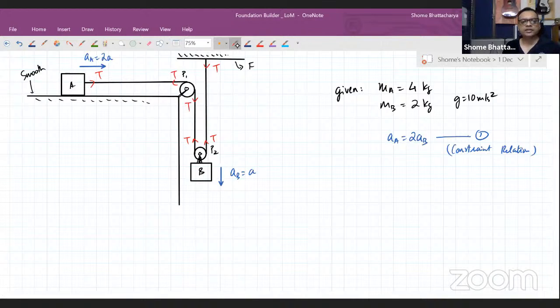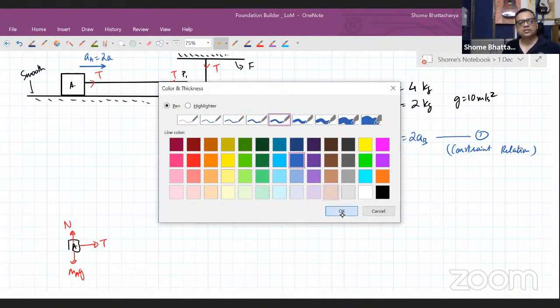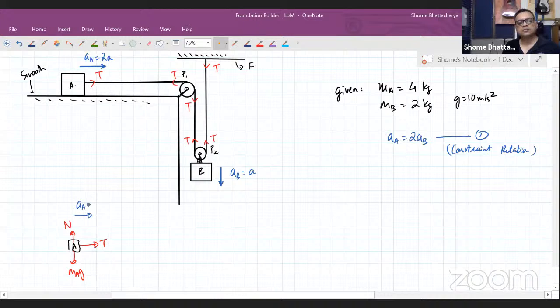Now let's come down to free body diagrams. So A's free body diagram is pretty simple. There is just one horizontal force and two vertical forces, and this combination is giving me an acceleration of 2A. So the equation we will have for A is that T is equal to mass of A into acceleration of A. So we'll write that as T is equal to 4 into 2A, because we'll substitute acceleration of A as 2A.